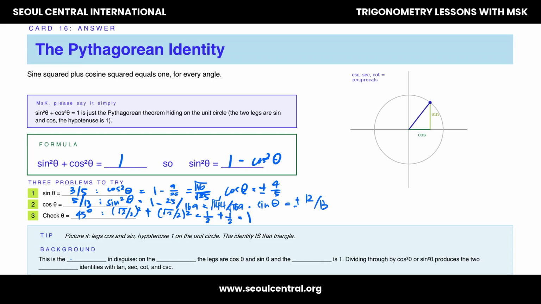So this is the Pythagorean theorem in disguise on the unit circle. The legs are cosine theta and sine theta, and the hypotenuse is 1. Dividing through by cosine squared theta or sine squared theta produces the two companion identities with tangent, secant, cotangent, and cosecant.